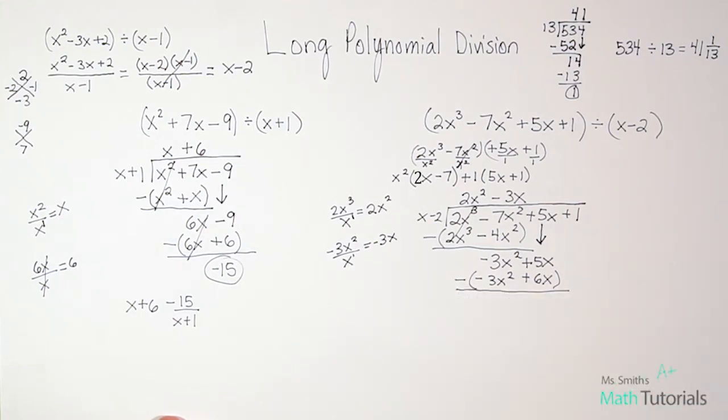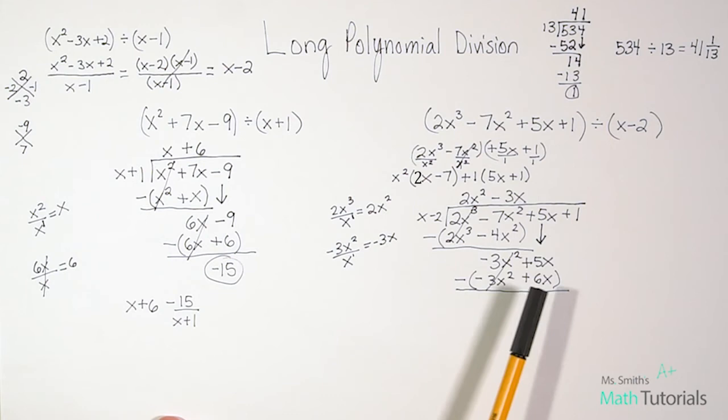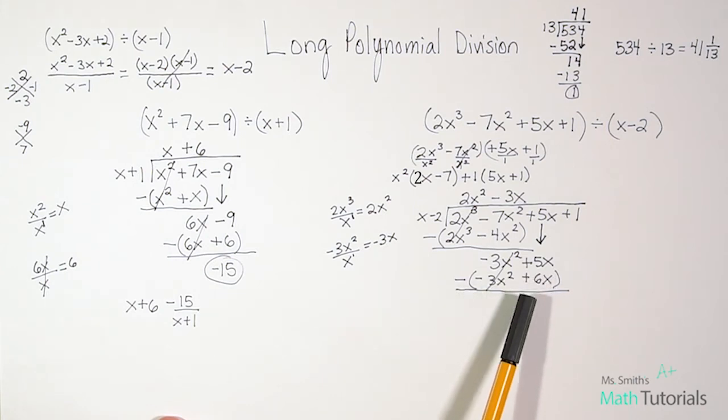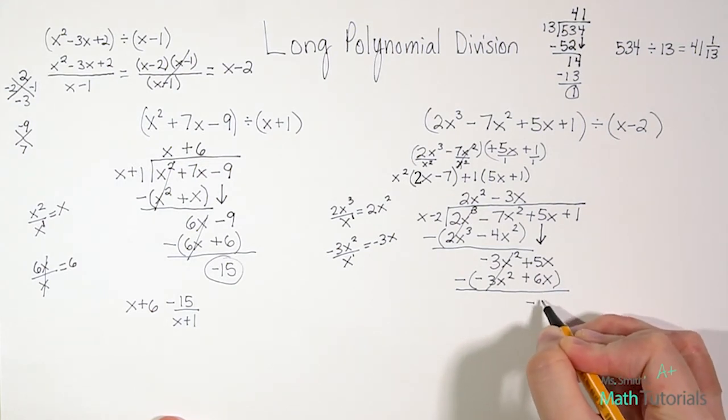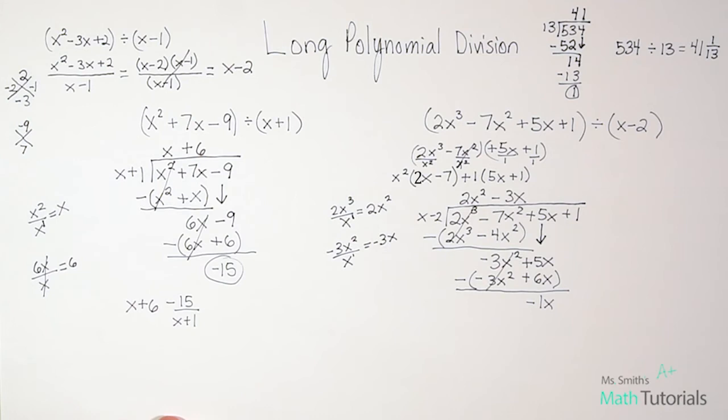So be careful. So what's negative 3x squared minus negative 3x squared? Well, remember, two minuses make a plus. So that's like saying negative 3 plus 3, which cancels to 0, as it should. And then we've got our 5 minus 6x, which would leave me with a negative x, or negative 1x, however you want to see it.